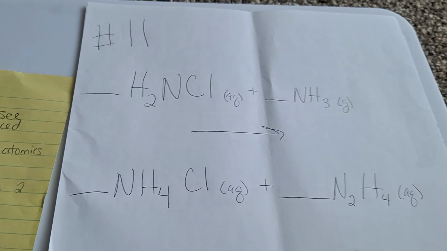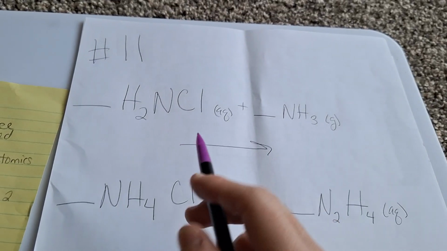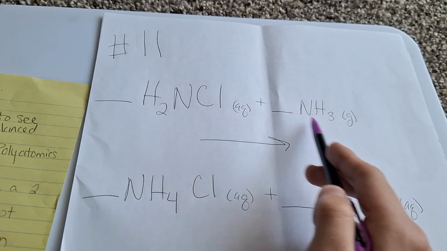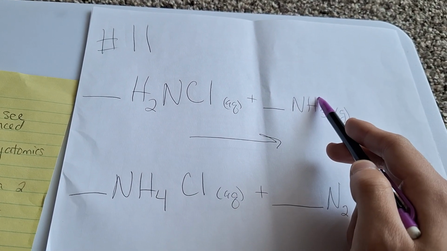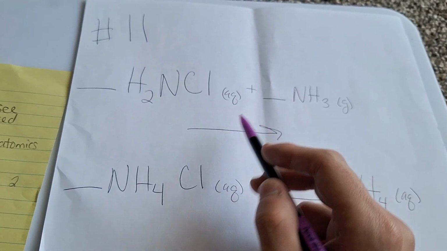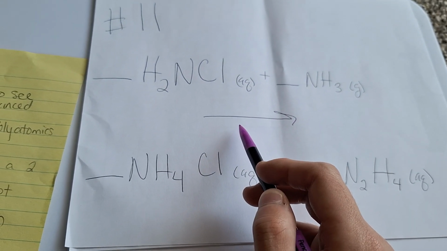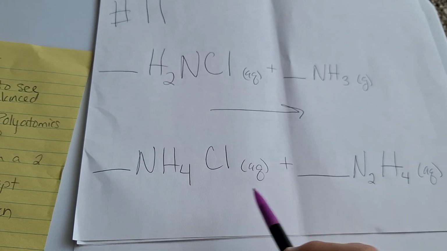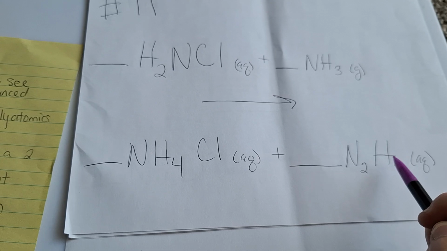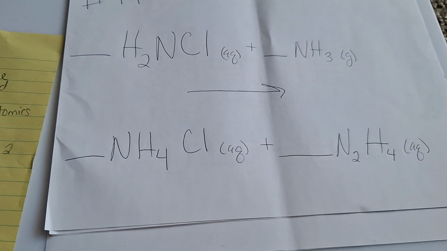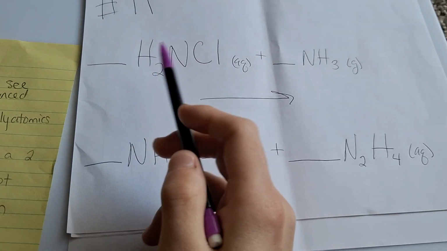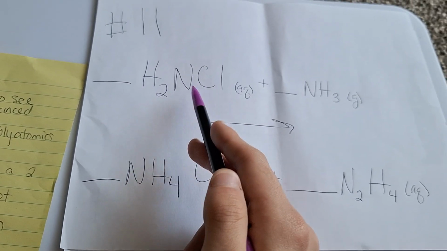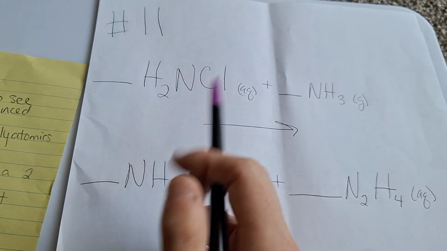Number 11. H2NCl aqueous plus a polyatomic ammonia reacts to produce ammonium polyatomic chloride and dinitrogen tetrahydride. I don't remember what that's specifically called. I know it, but I don't remember it. So I'm just going to call it H2NCl.